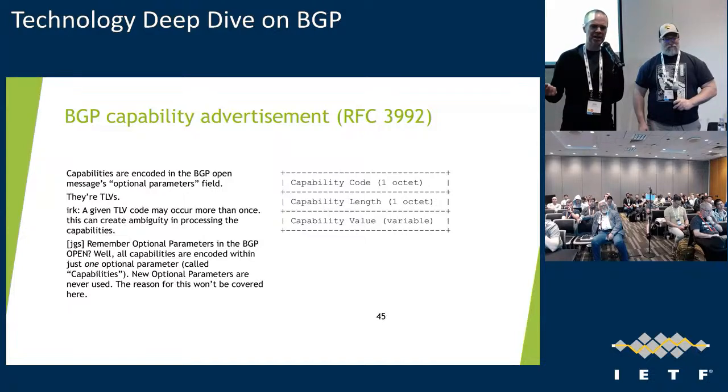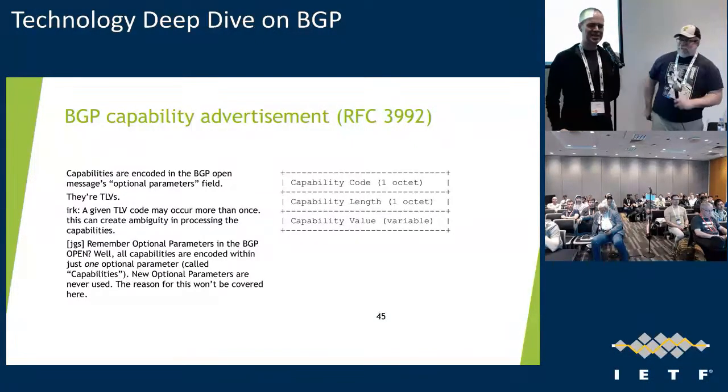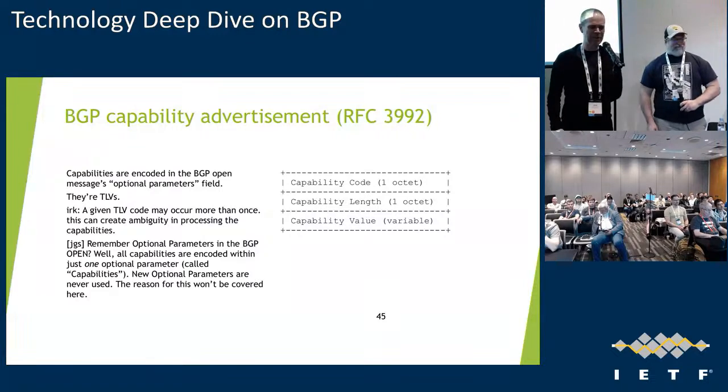They're encoded into that. Remember back at the beginning, we said there was an optional parameters field. There's essentially only one optional parameter, and that is the capabilities parameter. And the reason for that is kind of lost in the mist of time, and I don't want to dive into it. It's all John's fault. Yeah, I'm sorry. It's not all my fault.